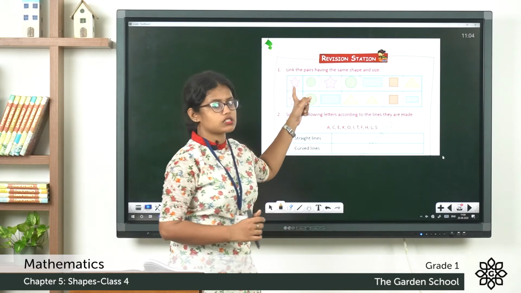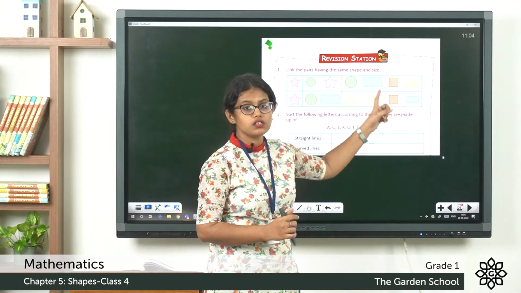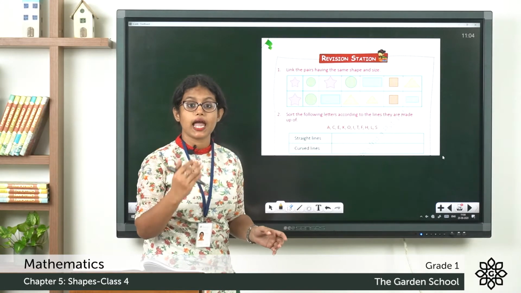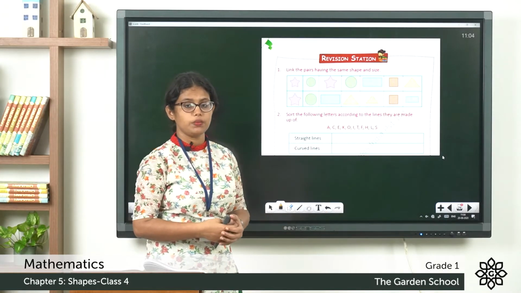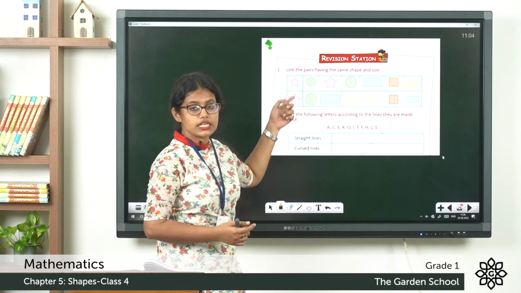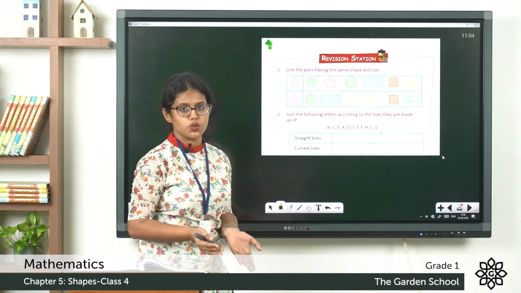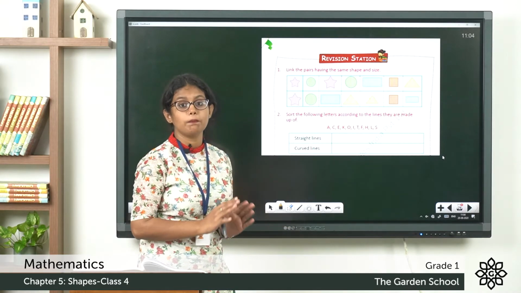So this picture is a star and you have to find another star of the same size and shape. So can you find another star of the same size and shape? If you look at this star, are they same? Are they of the same size? No. So we can't take that. We can't make a pair.